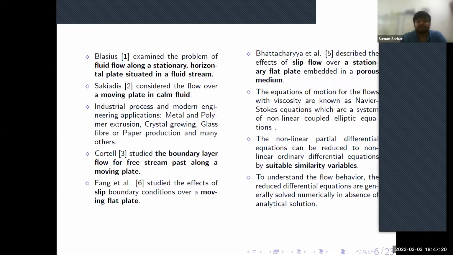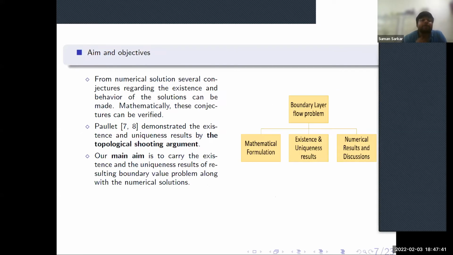It is noticed that the governing equations with viscosity are known as the Navier-Stokes equations, which are nonlinear coupled elliptic equations. This nonlinear partial differential equation can be reduced into an ordinary differential equation by choosing suitable similarity variables. To understand the flow behavior, the reduced differential equations are solved numerically in the absence of analytic solutions. And from numerical solutions, other researchers conjecture regarding the existence and uniqueness behavior of the solutions, and one can verify it mathematically.